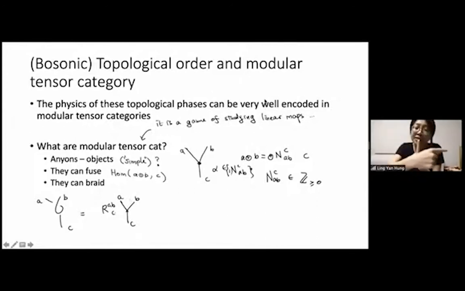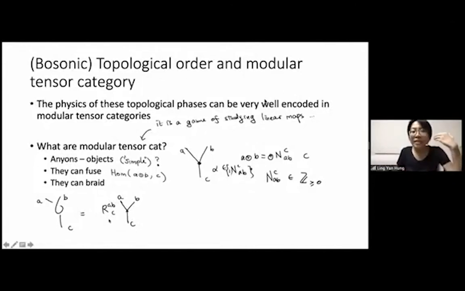I move around something, I would get a phase. So this is a second structure that you put. And a modular tensor category is basically just some category which can fuse and which can braid. And modular means, as I'm going to show shortly, it corresponds to certain requirements on the braiding structure.